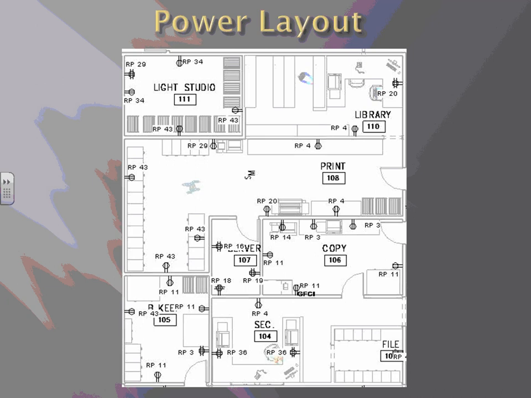Dedicated circuit for the copier. Two duplex receptacles for our printer and fax in that room. Then our server room, which is right here, has three dedicated circuit quad receptacles for server power. In case you're wondering, our light studio doesn't have a door. Architect issue.